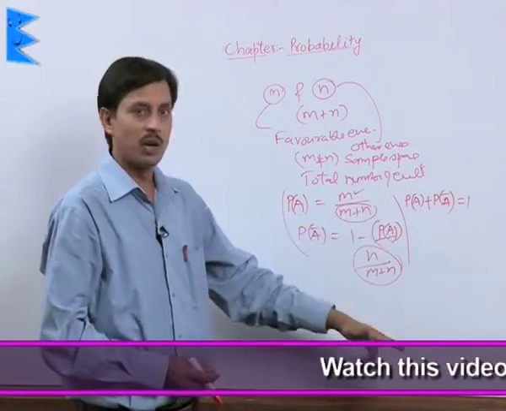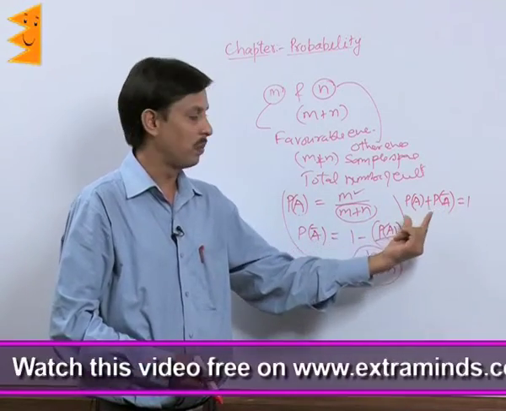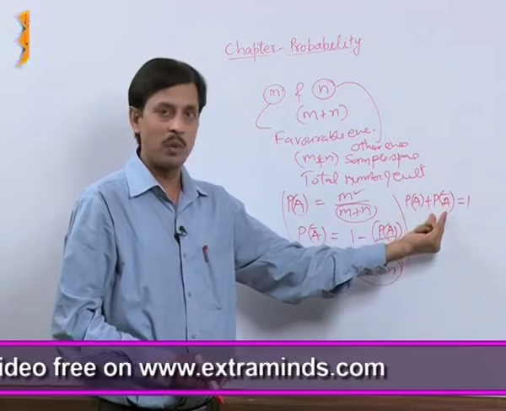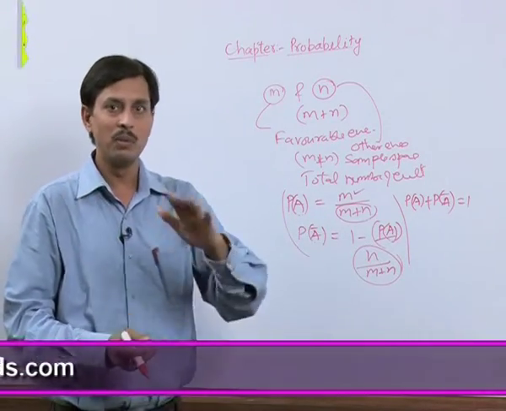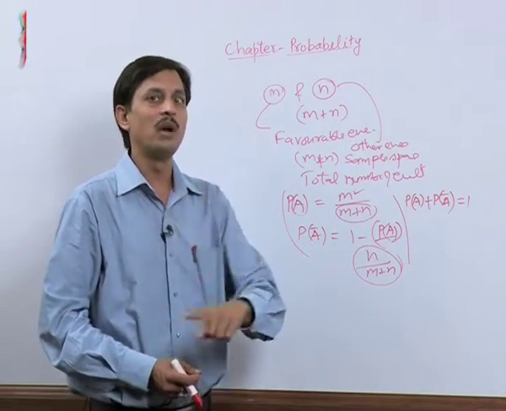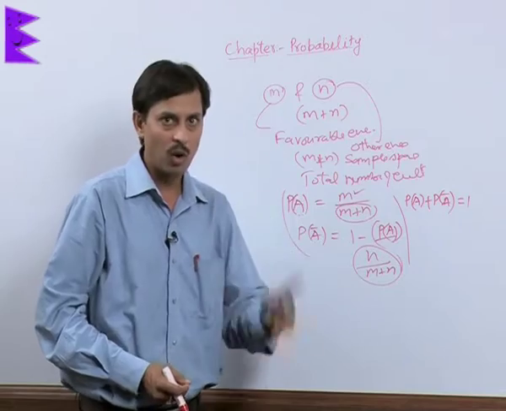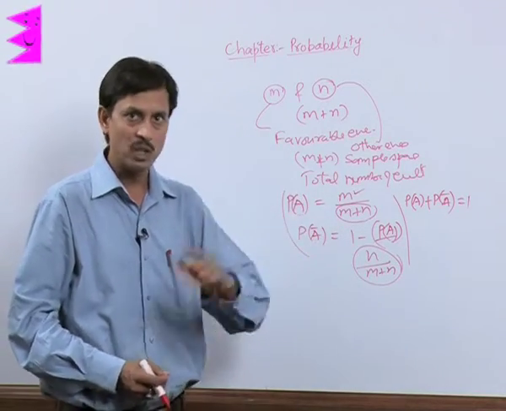The important rule is that probability of A plus probability of A naught, meaning probability of happening plus probability of not happening, is always 1, and probability can never be more than 1. If probability is 1, it is a sure event. Probability can never be negative, it cannot be less than 0. If probability is 0, it is known as an impossible event.